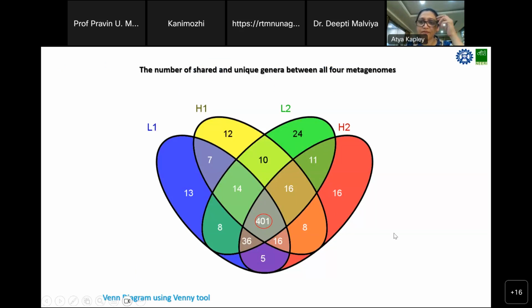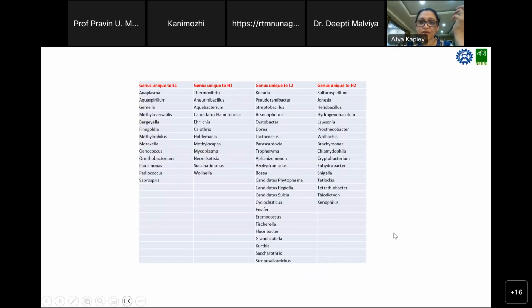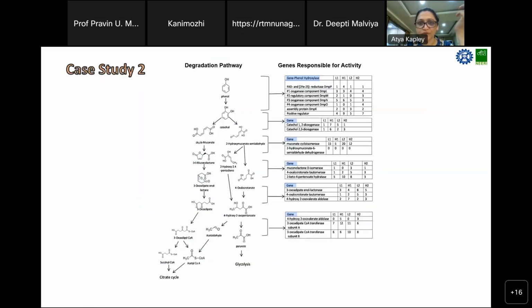So basically, we need to look at the functional aspect of it. So what metagenomics can do is it tells you the entire pathway. Now, this I'm only highlighting with phenol. So from phenol, to go into glycolysis or into the citrate cycle, there are a set of 15 genes that are involved.